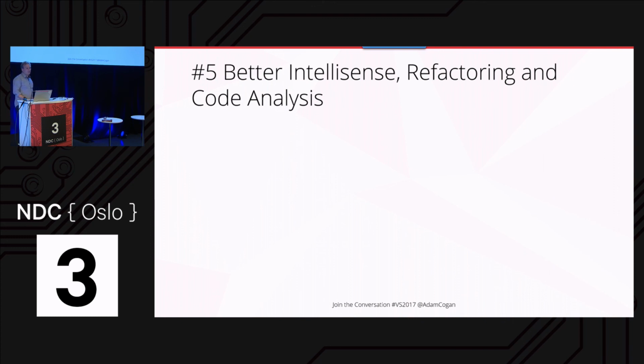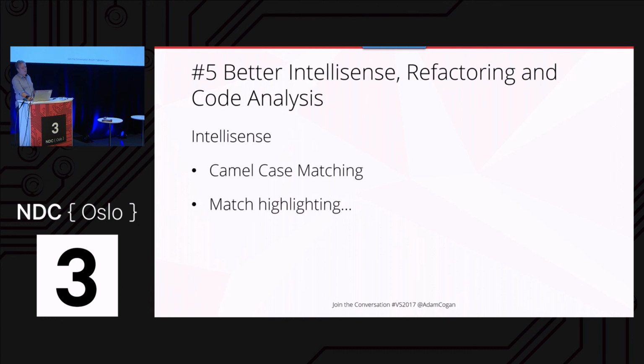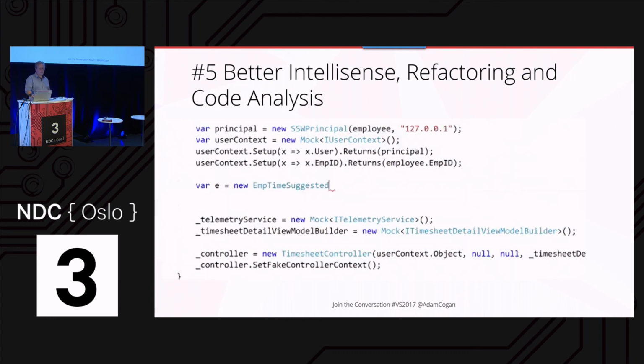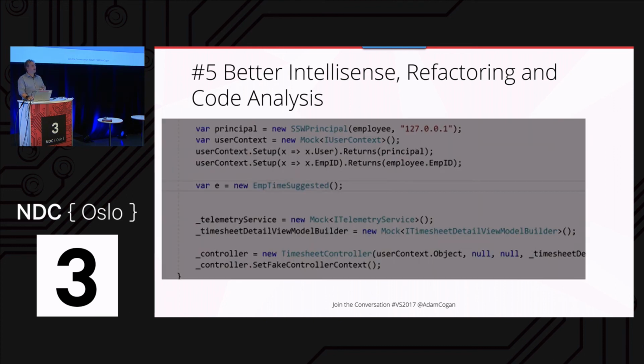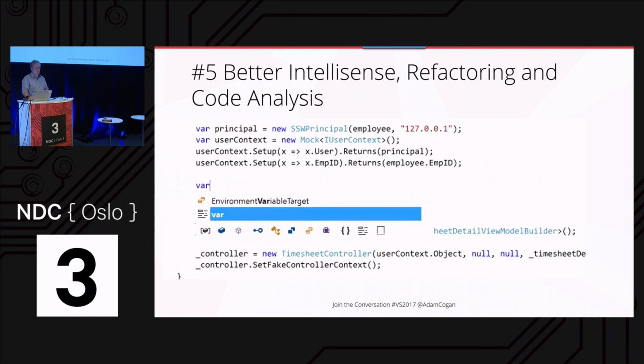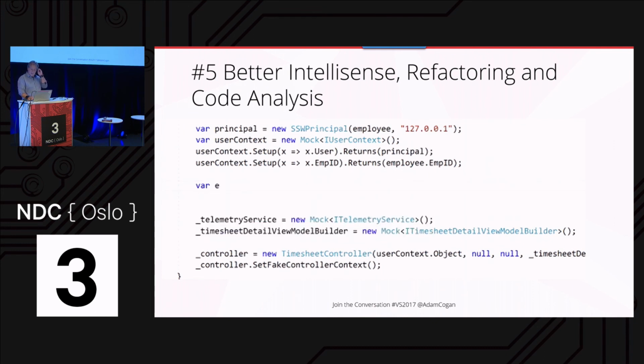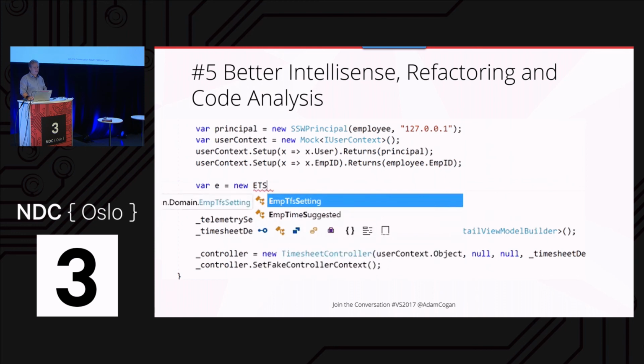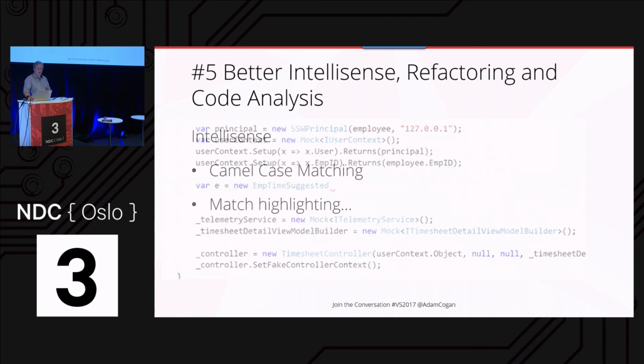Alrighty. So let's talk about better Intellisense, refactoring and code analysis. We got Intellisense, we got camel case matching now, match highlighting. So if you just type, do you notice that? ETS. So I didn't have to type the whole suggested name. So it's just ETS. Let's try that again. ETS. So you got that camel case. I think that's kind of nice.